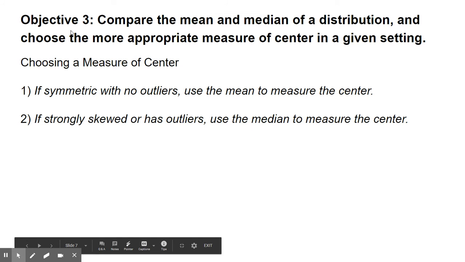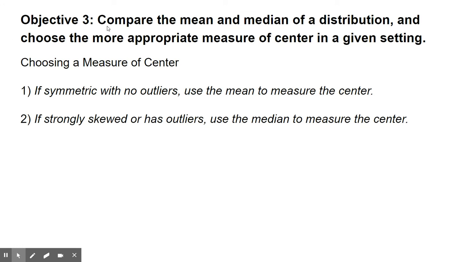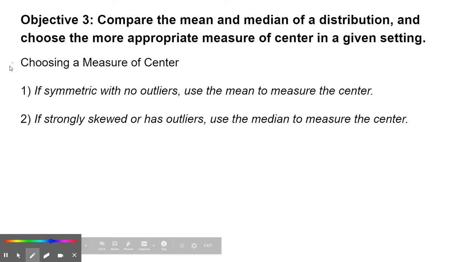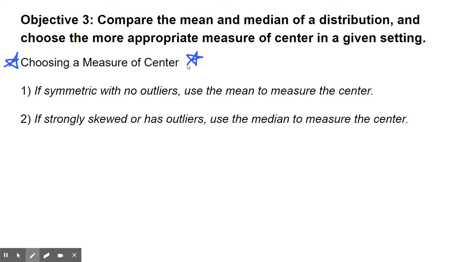All right, so this last objective goes along with this idea of resistant. Now we're going to compare the mean and median of a distribution and choose the more appropriate measure of center. So again, choosing a measure of center is a very important concept to me. First off, if your shape is roughly symmetric with no outliers, use the mean as the measure to measure the center. So again, if we are symmetric and have no outliers, do the mean.